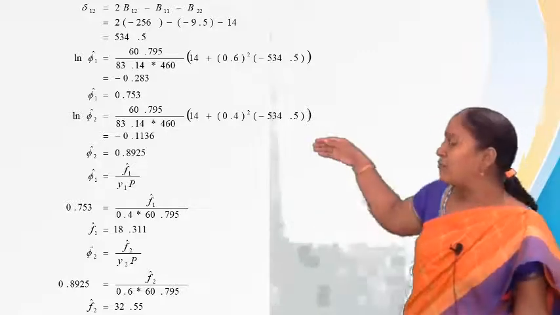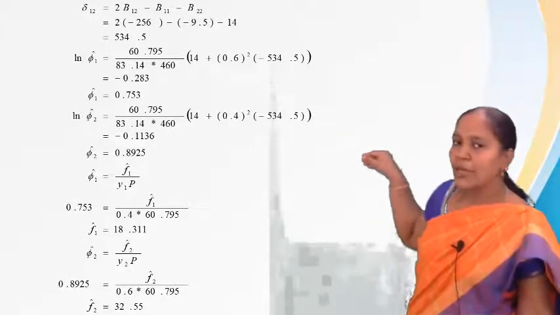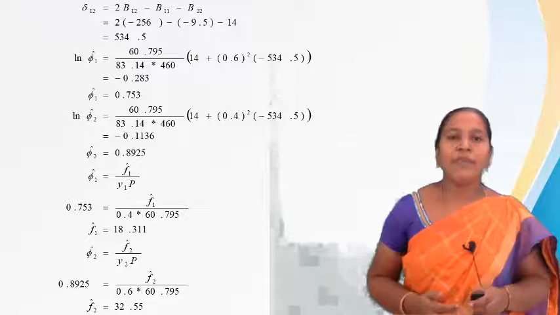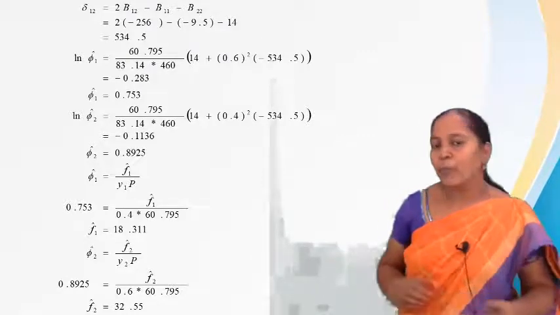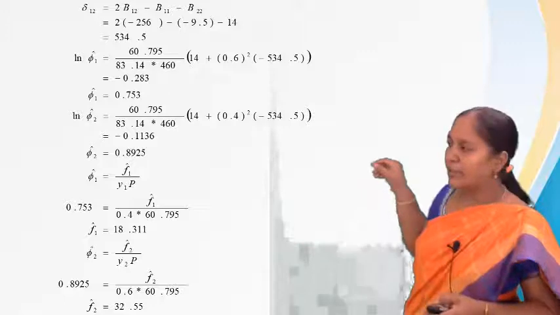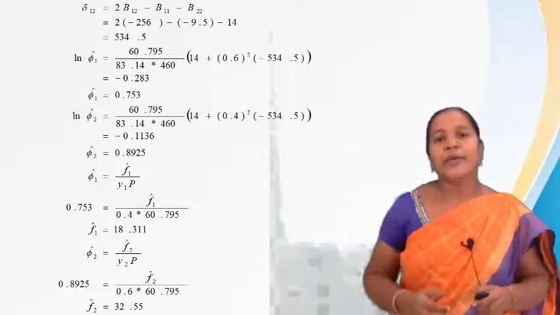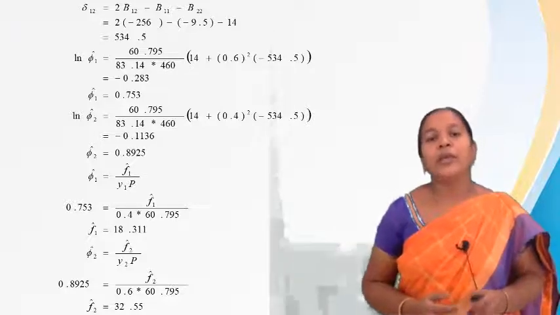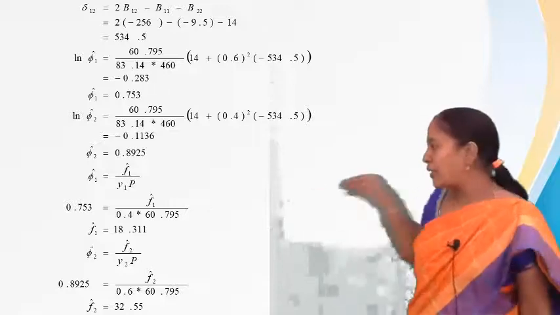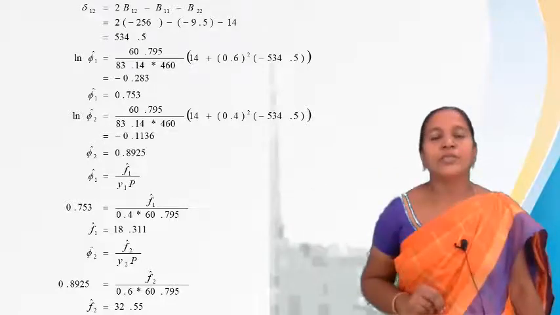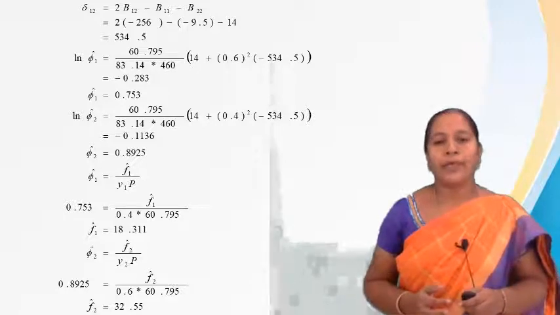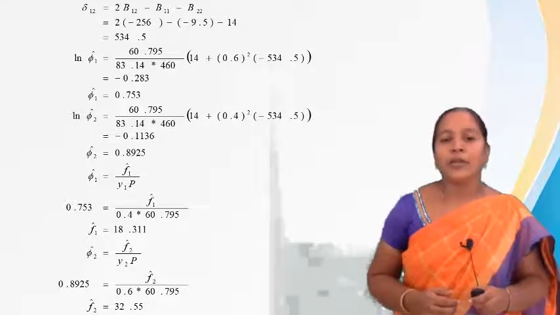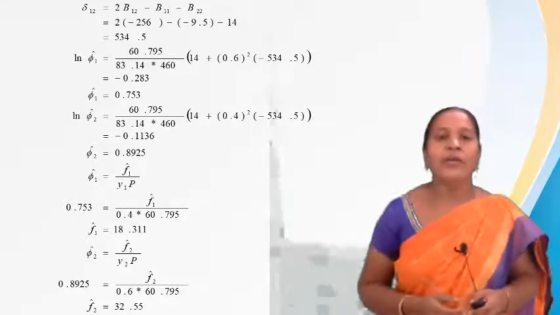After getting the value of phi1 cap, substitute in the fugacity coefficient expression. Then we get the value of F1 cap, that is fugacity. 0.753 equals F1 cap by 0.4 into 60.795. Therefore, F1 cap equals 18.31. Similarly, we calculate phi2 cap, that is equals to F2 cap by y2 P. Here the given pressure is 60.795. Therefore, F2 cap equals 32.55.